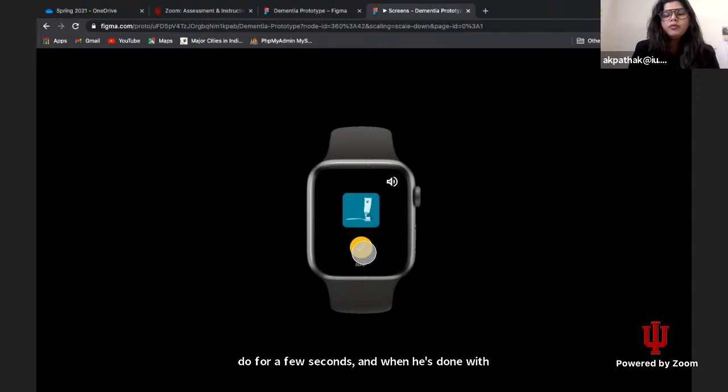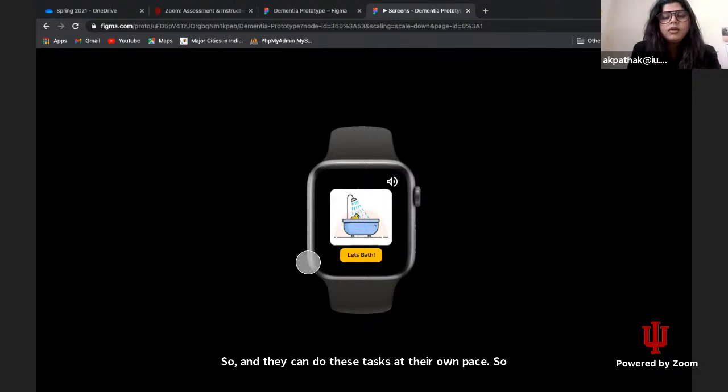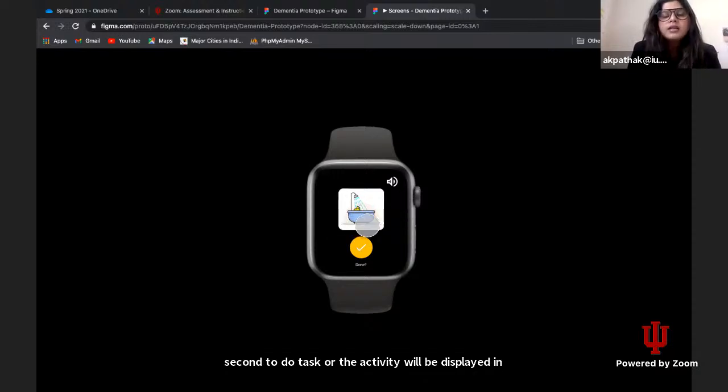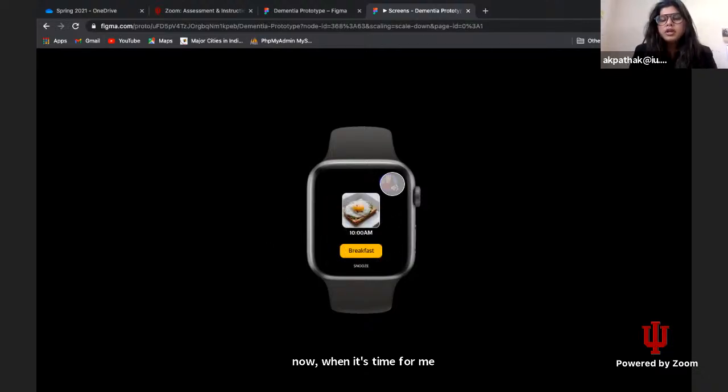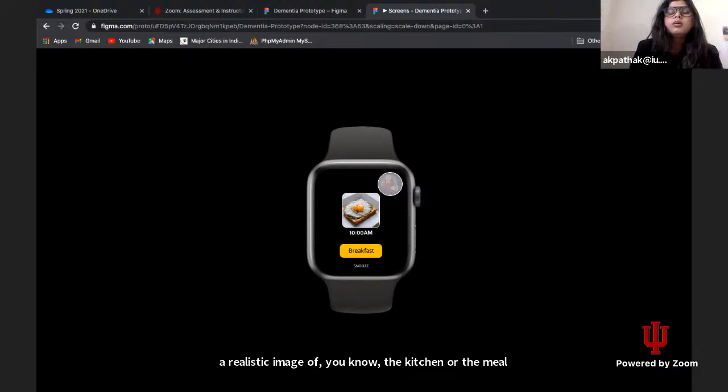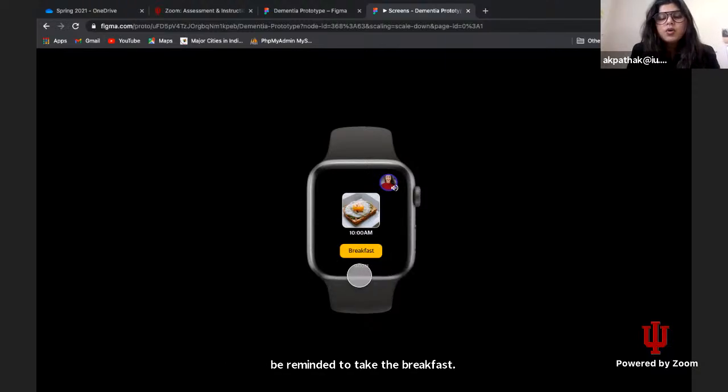We are providing flexibility, so they can do these tasks at their own pace. When it's done, they'll tap and it's done. Now the second to-do task or activity will be displayed in the form of a GIF again, as the bar tab is shown here. Now when it's time for lunch, a realistic image of the kitchen or the meal can be shown, and again in the pre-recorded voice, the individual will be reminded to take the meal. And here is also the option for snooze, for providing a proper interval of time.